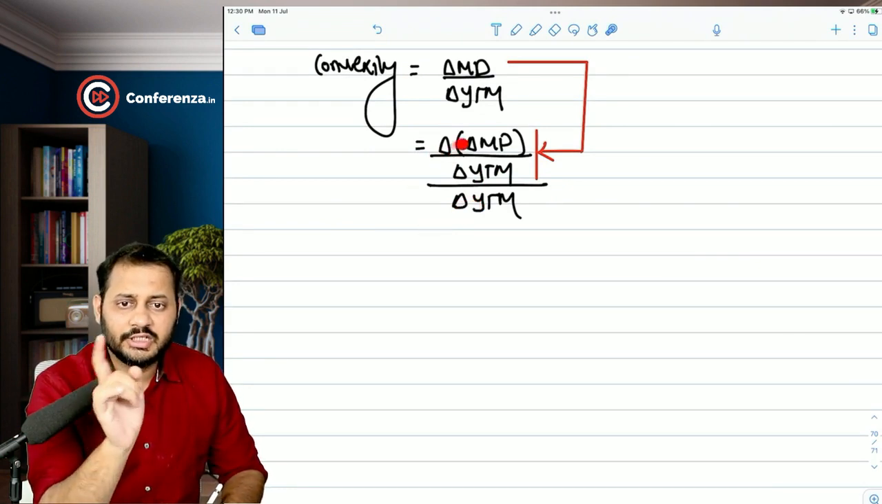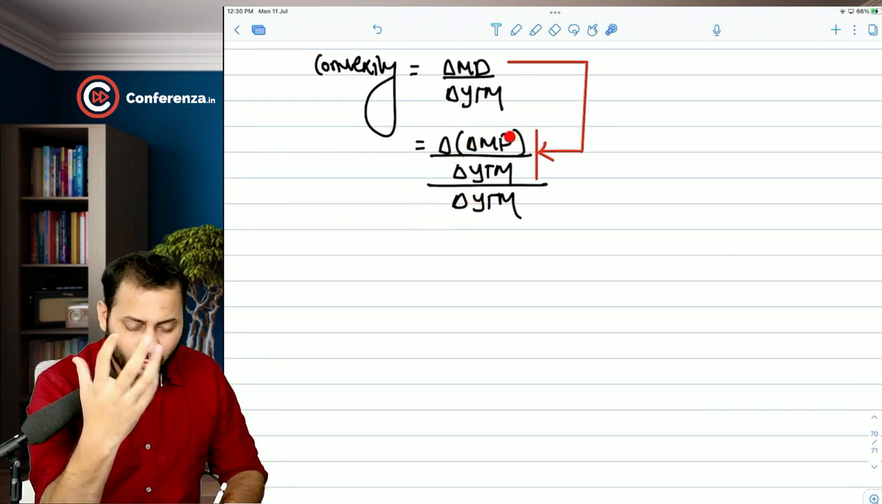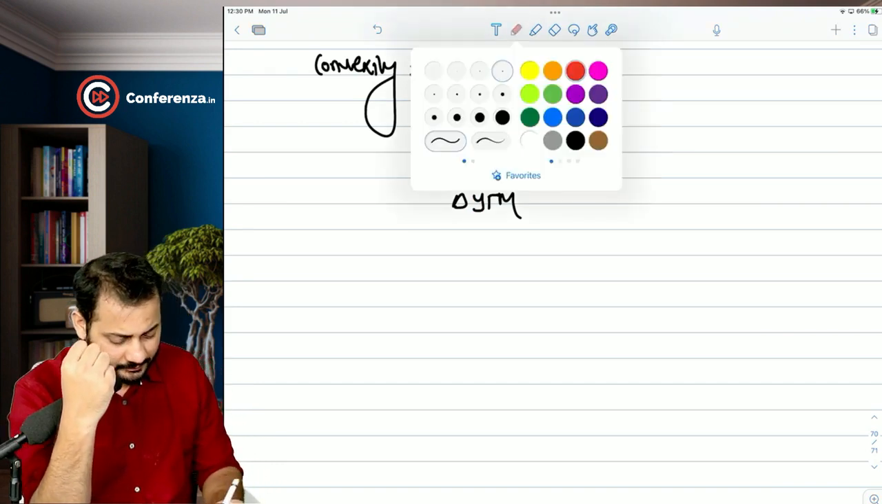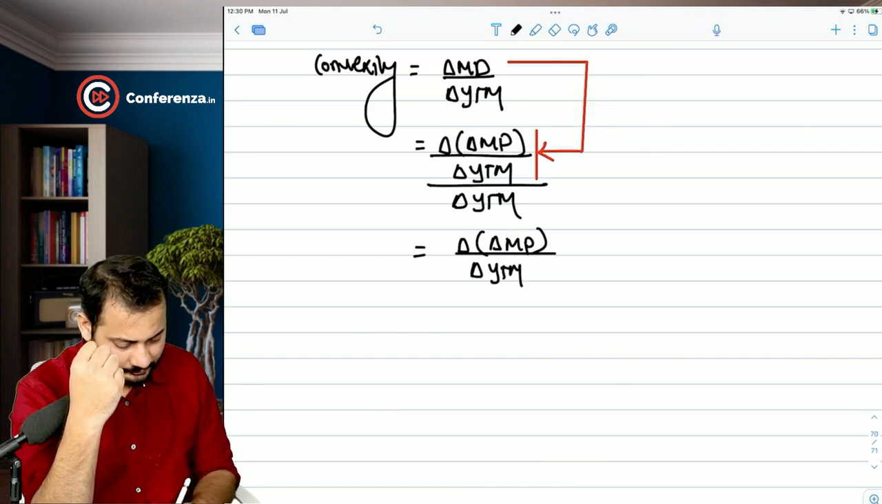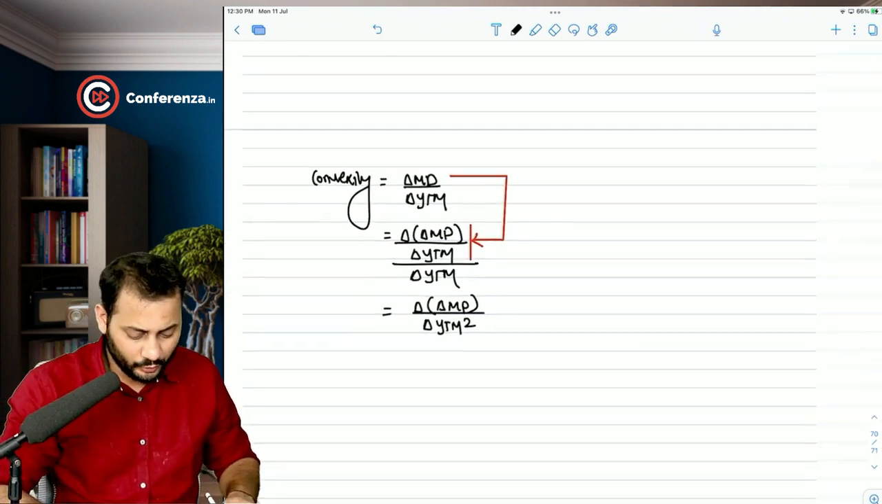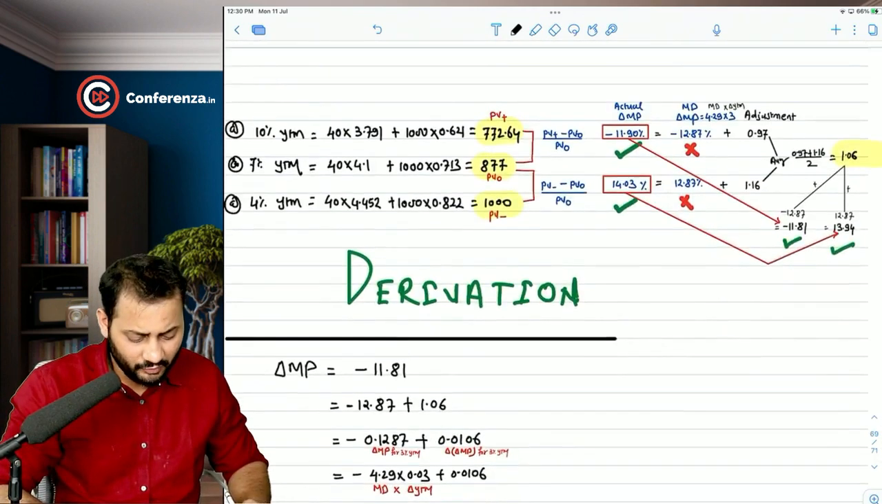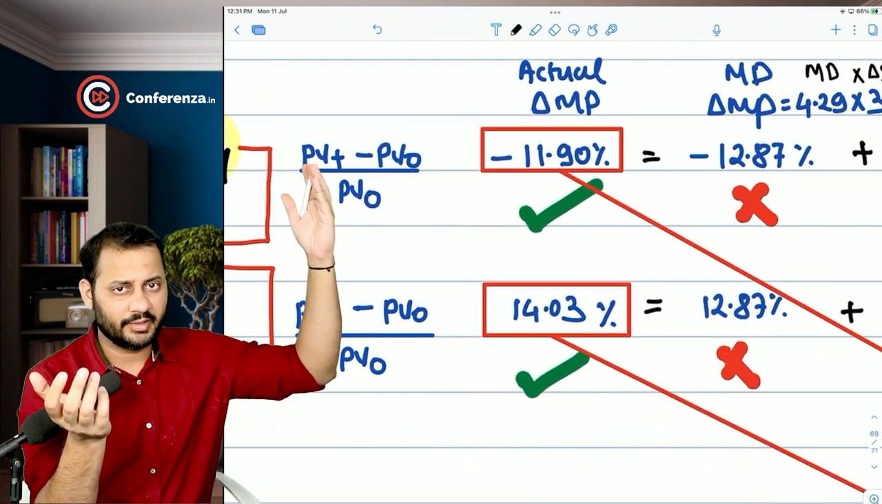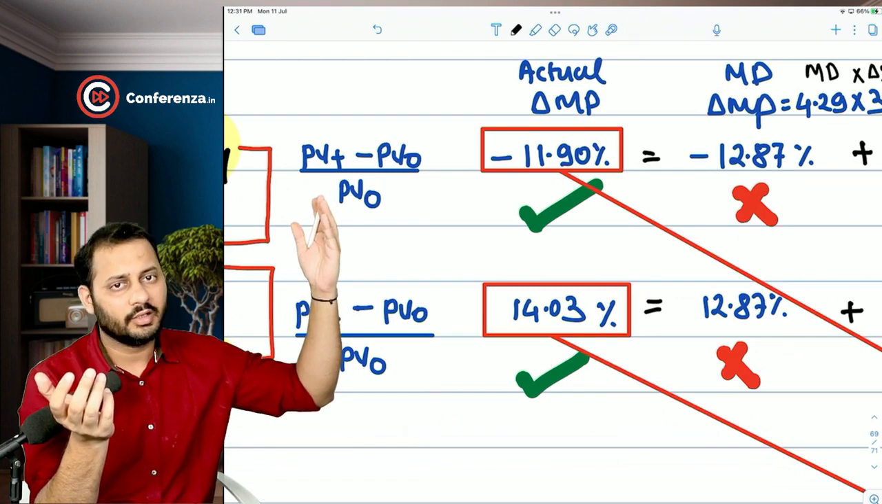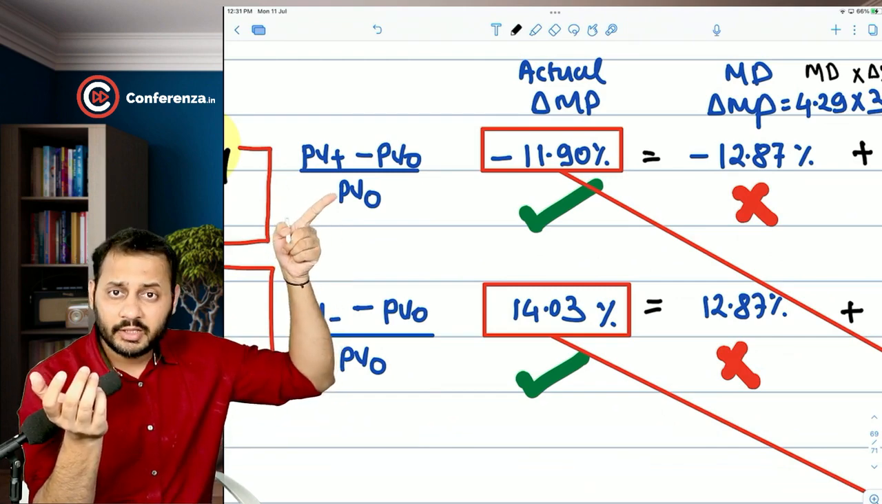The next thing is change in market price. How to calculate the change in market price? First, let me write it down like this. Change in market price divided by change in YTM squared. Okay. Now, how to calculate the change in market price? We have already seen that it is nothing but the difference between the present values divided by the current present value. This is the change in market price.